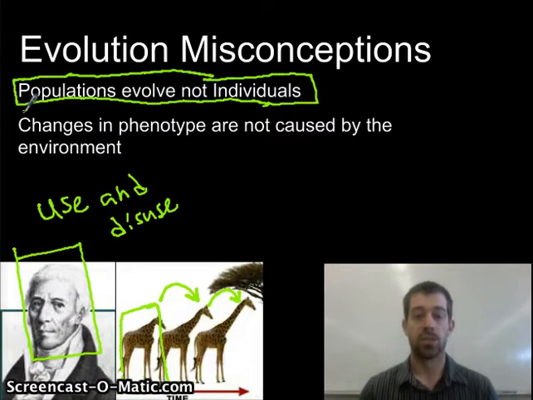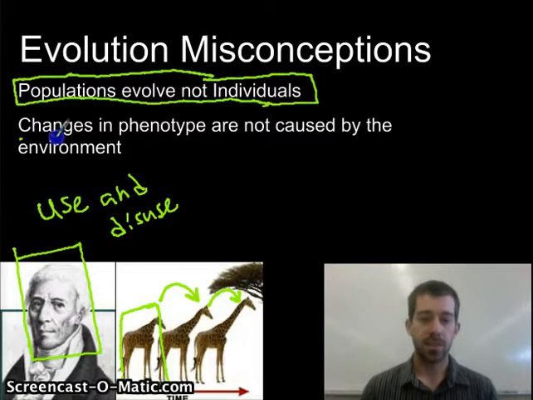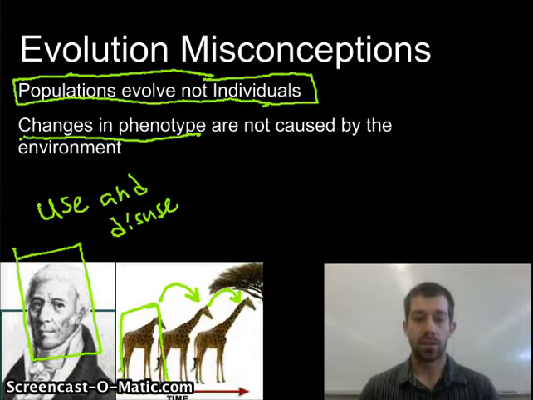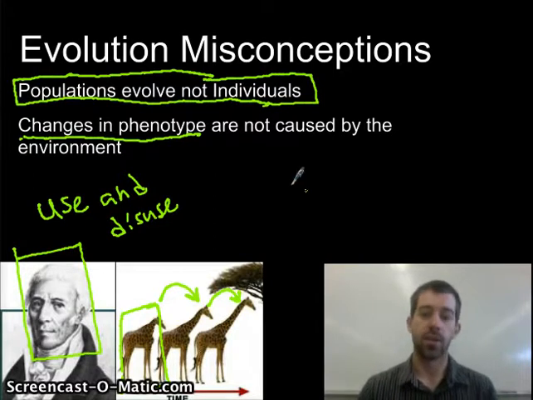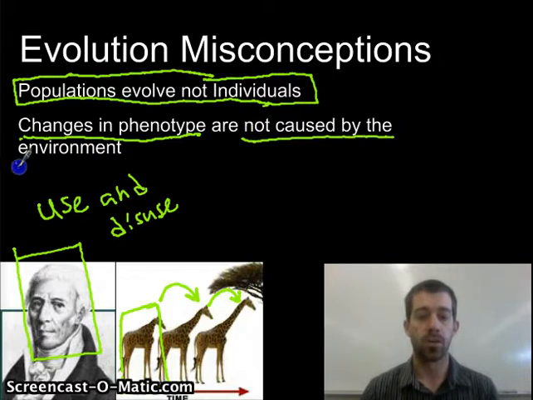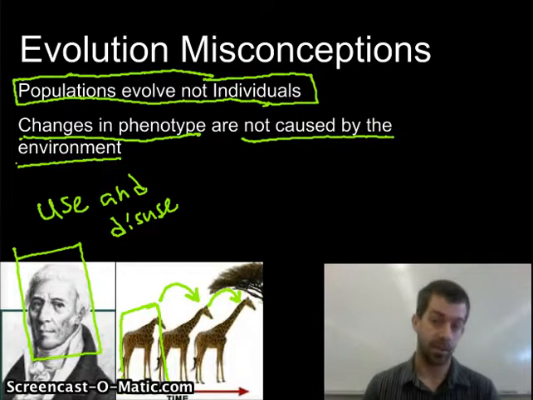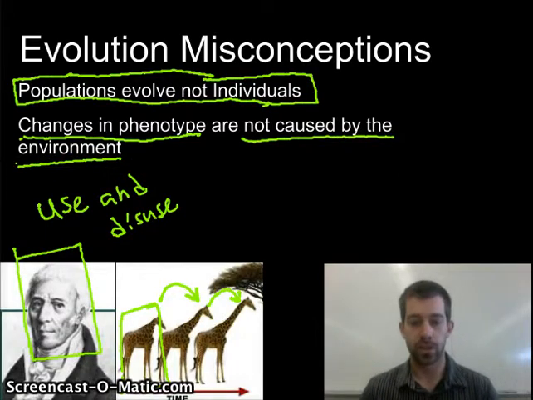The other thing that's important to mention, and I tried to drive this home with the peppered moth also, is that the change in the phenotype is not caused by the environment. You don't have black moths suddenly appear because the environment, the trees, become darker in color. The black moths already existed in order to take advantage of that. So these changes in phenotype are not caused by the environment. They already existed. Now, the environment makes one phenotype better than another, but it doesn't create the different phenotypes.